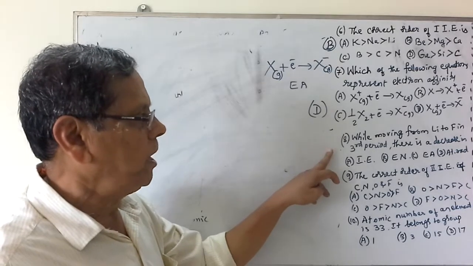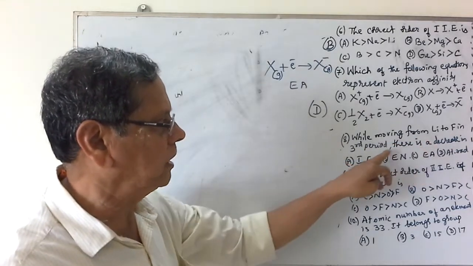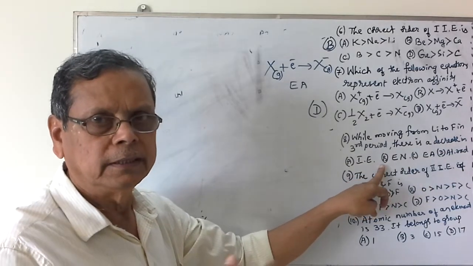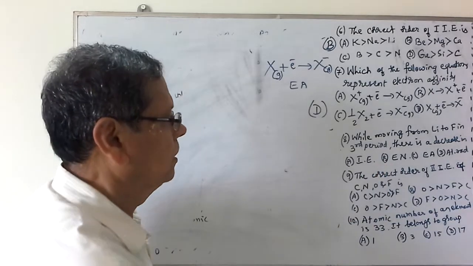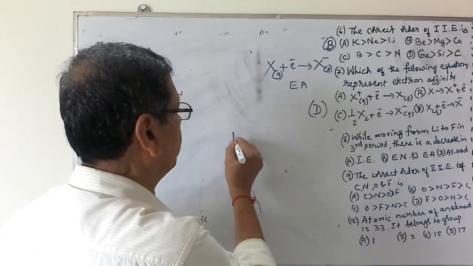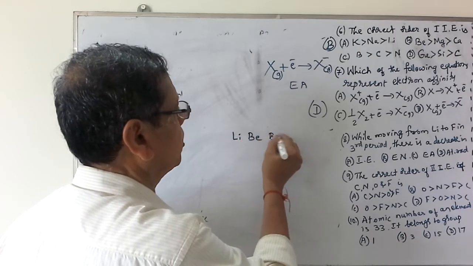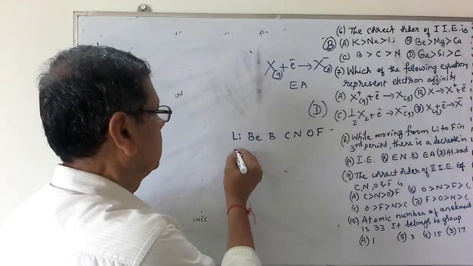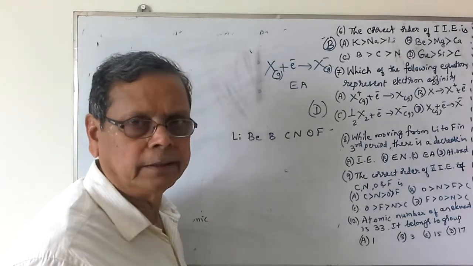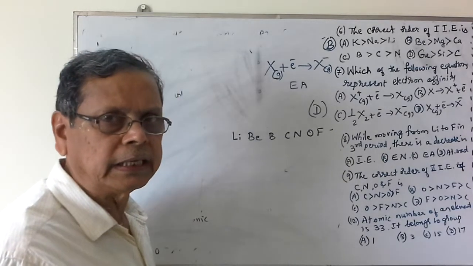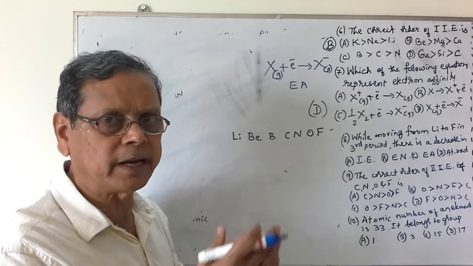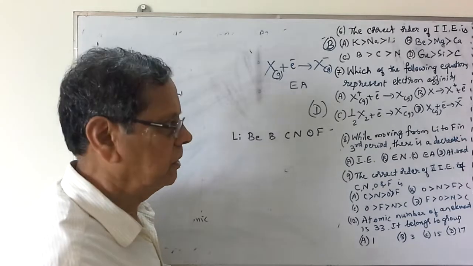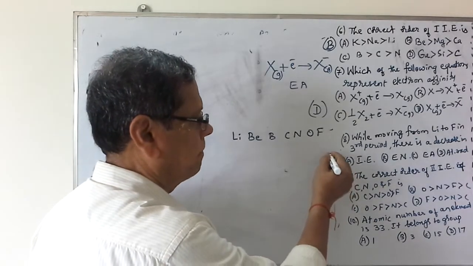The next one: while moving from lithium to fluorine in the second period, which of these properties will have a gradual decrease in values? When we move from lithium, beryllium, boron, carbon, nitrogen, oxygen to fluorine, we know that electrons are added to the same orbit and the nuclear charge will increase. That's why there is a gradual decrease in the atomic radius. So the correct option for this one is D.